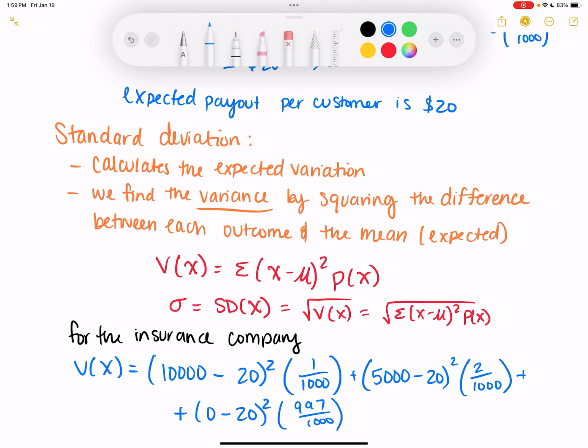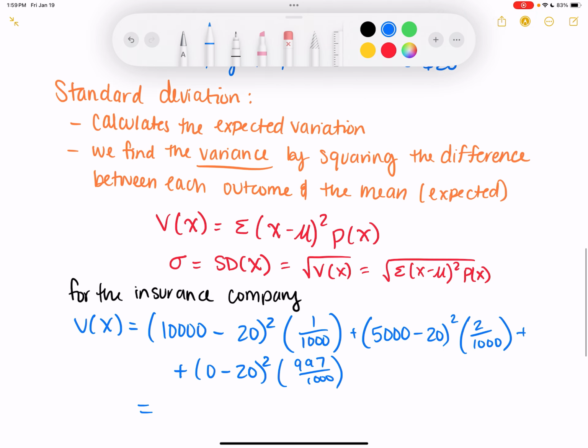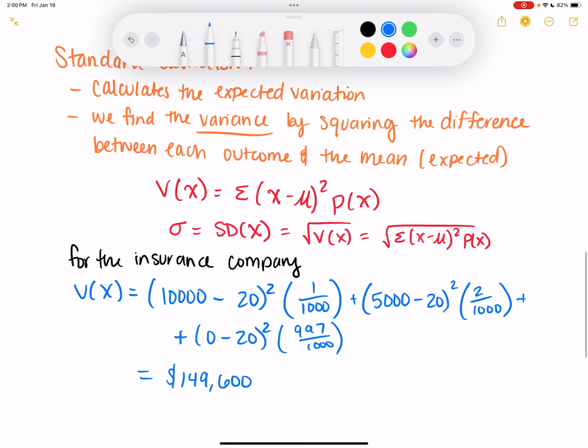And when you put that lovely chain of things into your calculator, you get a nice variance of $149,600. So then the standard deviation, we would take the square root of V of x, which is the square root of the 149,600, which is $386.78.